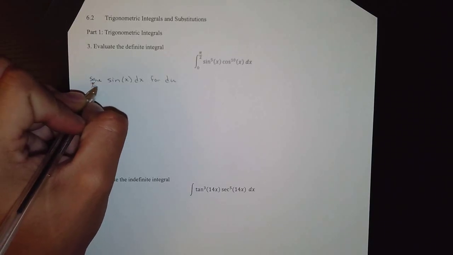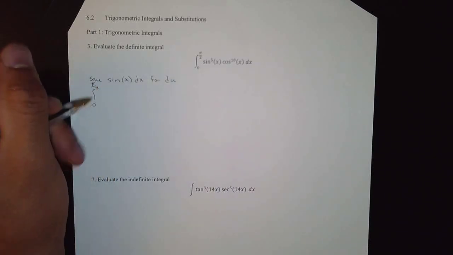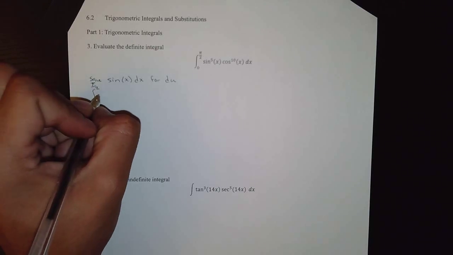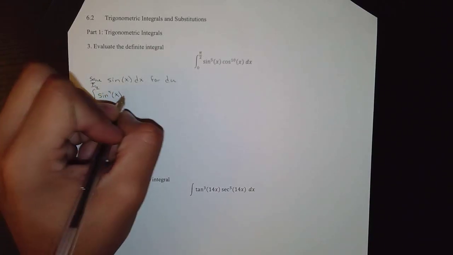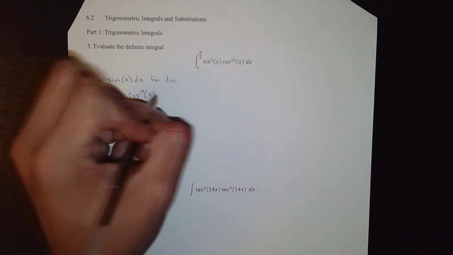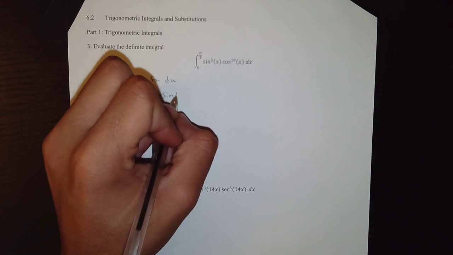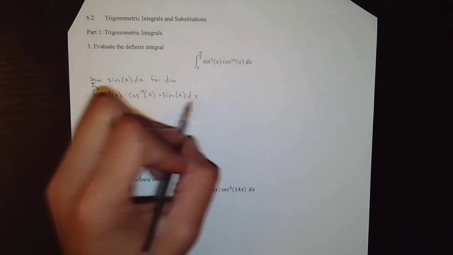So the integral from 0 to pi divided by 2 of sine to the power of 4x times cosine to the power of 10x times sine of x dx. And this is our du.